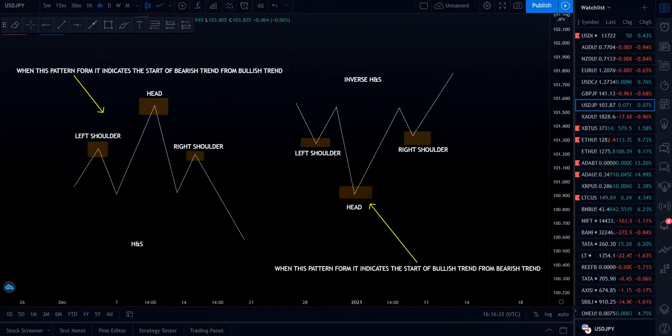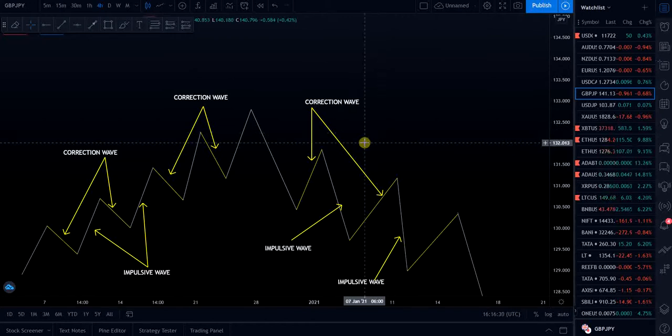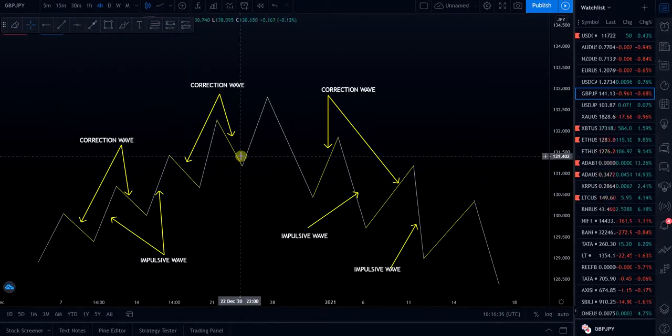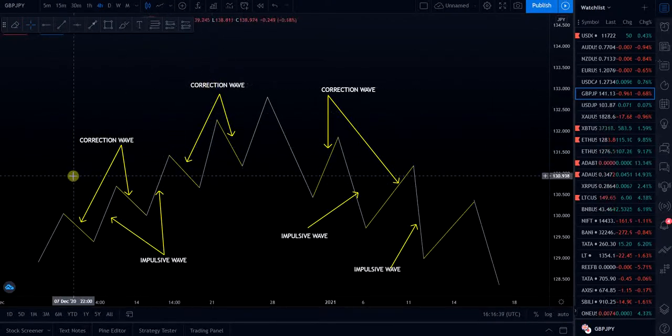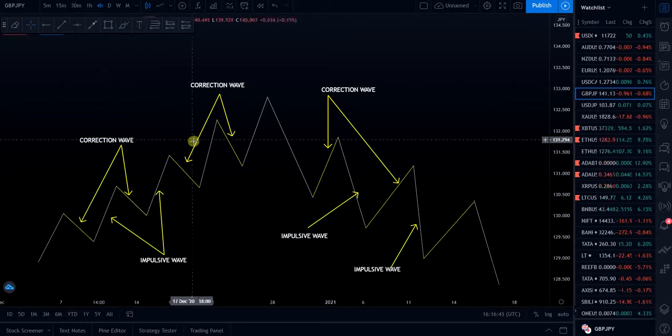Now moving to the next topic, waves. There are 2 types of waves. One is a correction wave and another one is an impulsive wave. But before going into detail with the waves, let's see if you can spot the patterns which we learned just a few minutes back. You can see a bullish AMP and bullish W pattern, because this is a bullish trend.